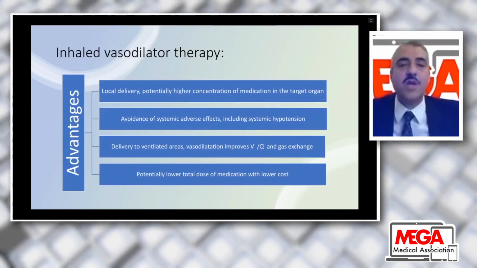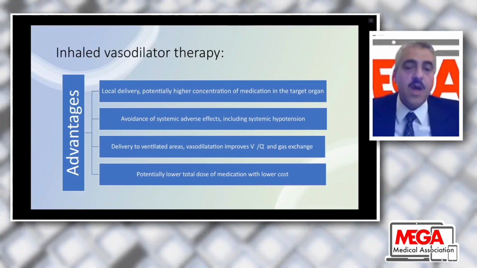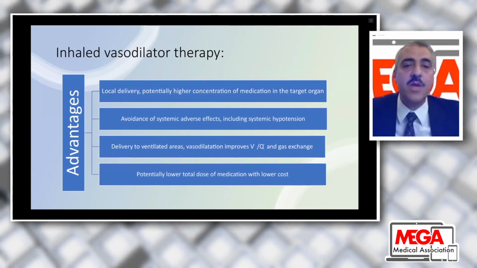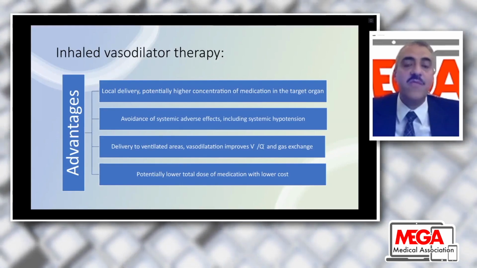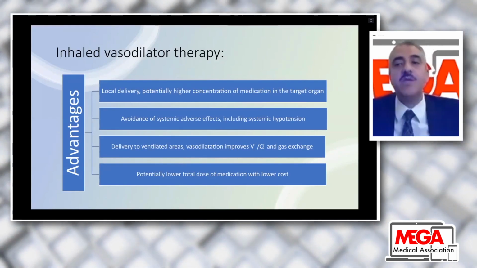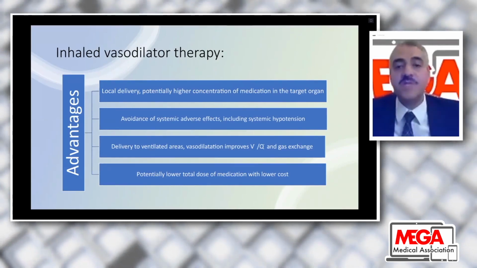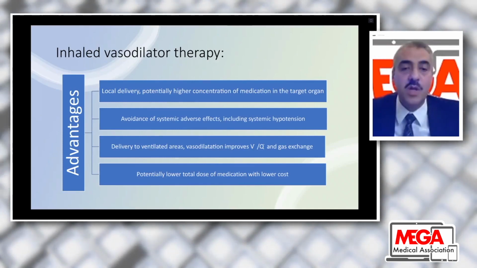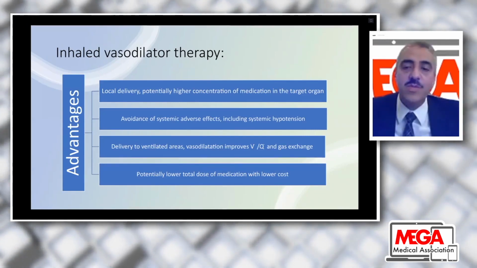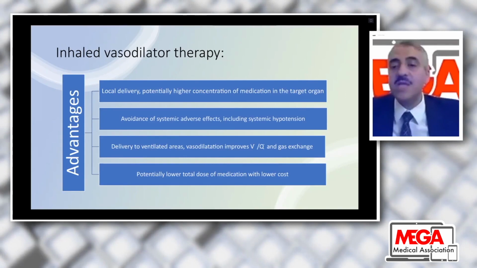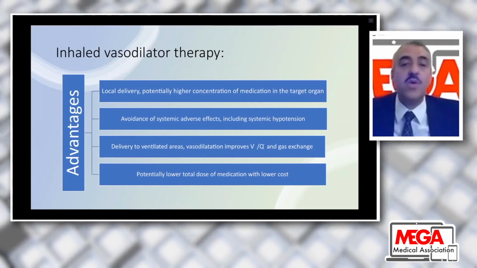Now we need to talk about inhaled vasodilator therapy, whether it is nitric oxide or other drugs. The advantage of inhaled vasodilator therapy is local delivery to the target organs. We can give a big amount or high concentration of the medication directly to the pulmonary arterioles. The advantages are avoidance of systemic effects, including systemic hypotension, and delivery to the ventilated alveoli, which allows keeping the VQ matching in a good way and good gas exchange. Overall, the total dose is low and the cost is low.